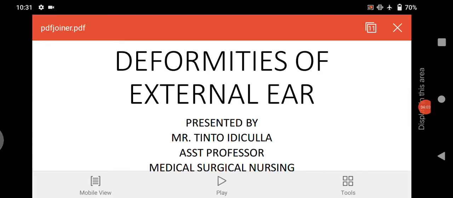Today we are discussing the first topic, that is deformities of the external ear. Last class I had given an introduction and we reviewed the anatomy and physiology. So we are moving to the first topic, that is deformities of the external ear.